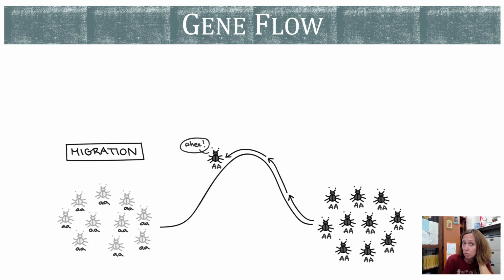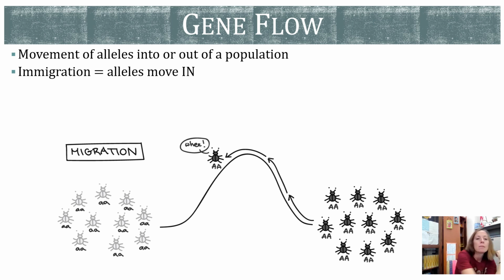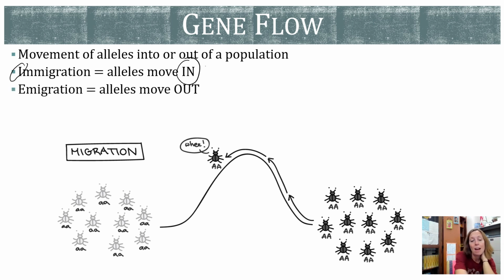Next, after natural selection, is gene flow. Gene flow is when we move alleles into or out of a population. You know it as migration. There are two more detailed words for migration. You can have immigration. It starts with an I, and it's when alleles move in. Or you have emigration, which starts with an E. It's when alleles move out or exit.